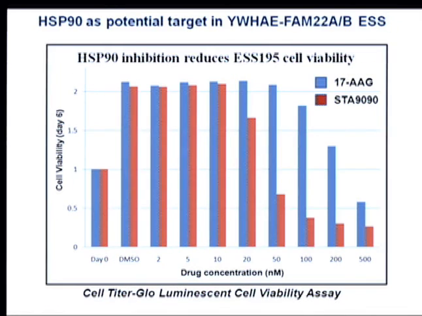Okay? Based on that, we've treated our various models with HSP90 inhibitors, and this is 17-AAG, an ansamycin HSP90 inhibitor, STA9090, a new generation synthetic HSP90 inhibitor from the company Synta, and viability. They both have striking effects on the viability of these models. So we think that's a lead therapeutically.